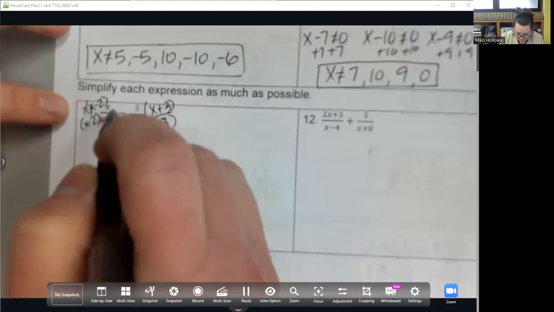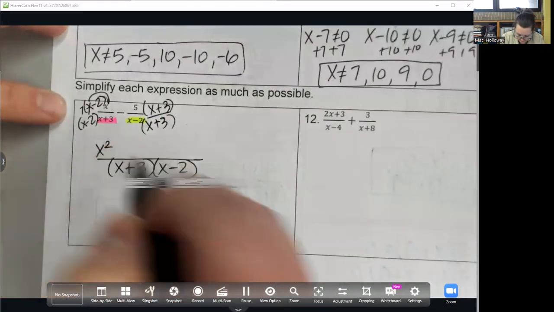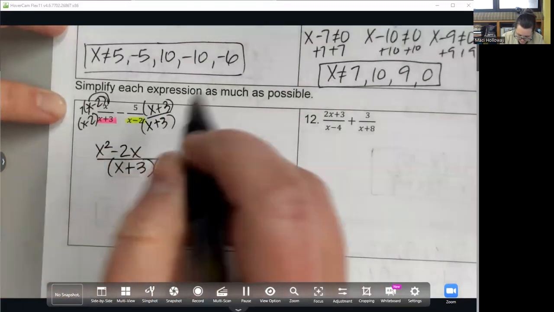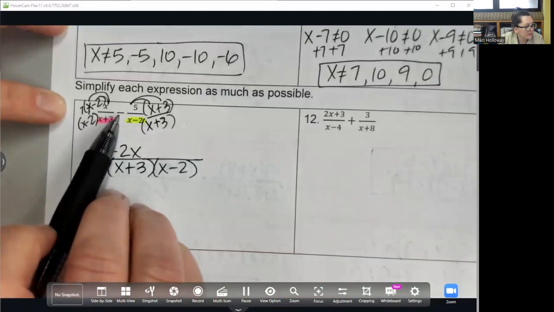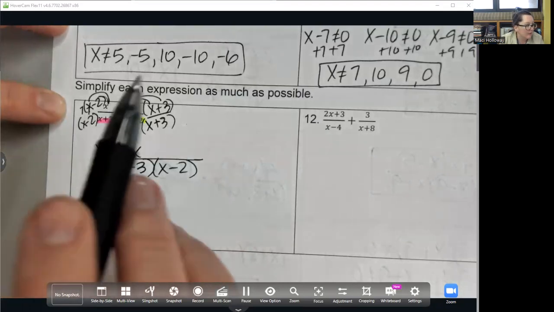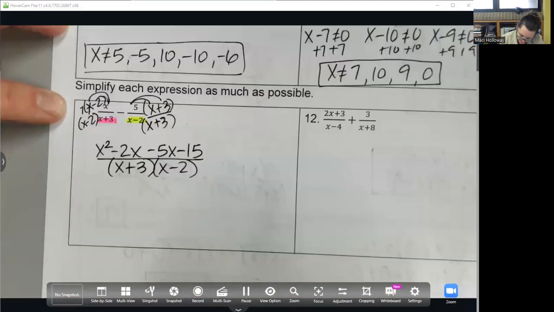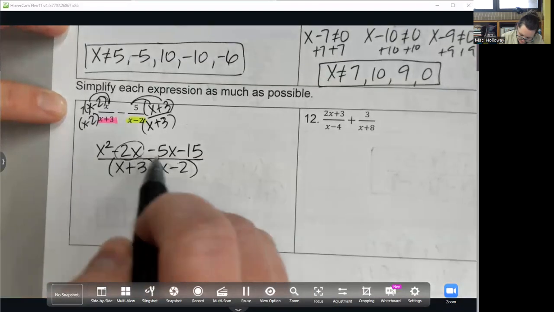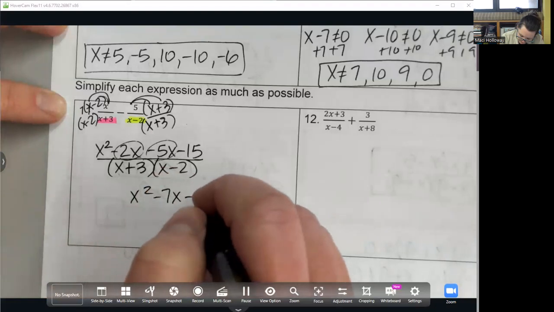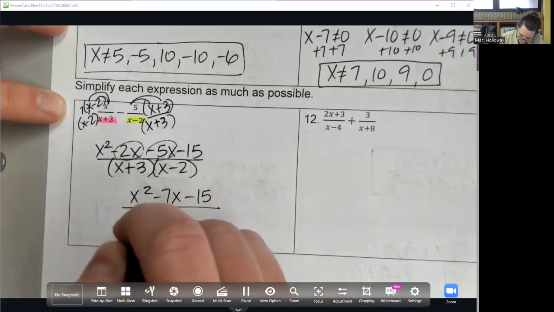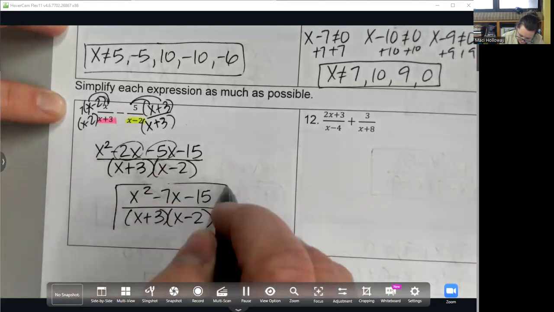All right, so I'm going to distribute this x. So we have x squared minus 2x. Then we're going to distribute this 5, except keep in mind that it's a negative 5. So we have negative 5x minus 15. Now we'll combine our like terms here. So we have x squared minus 7x minus 15 divided by x plus 3 and x minus 2. And that's your answer there.